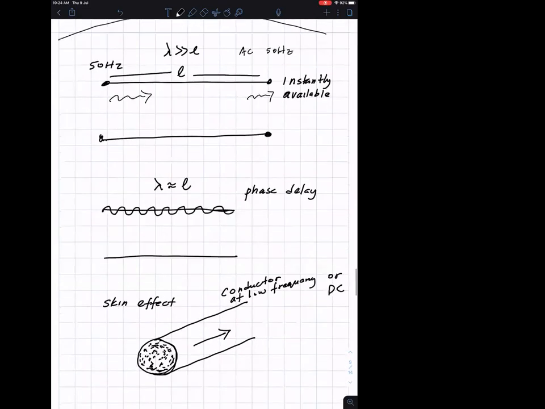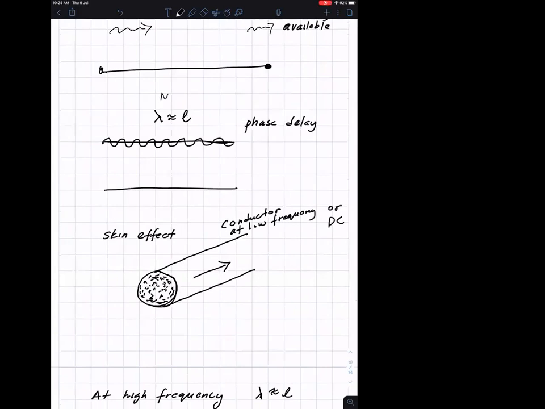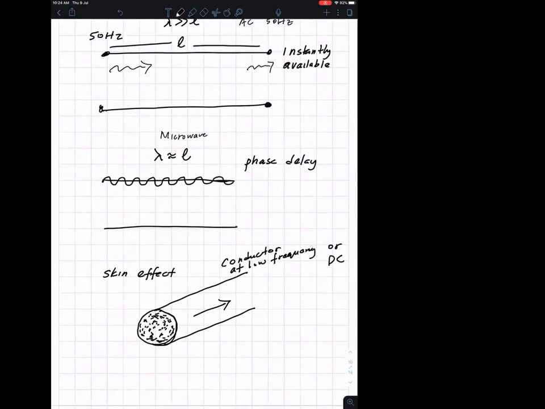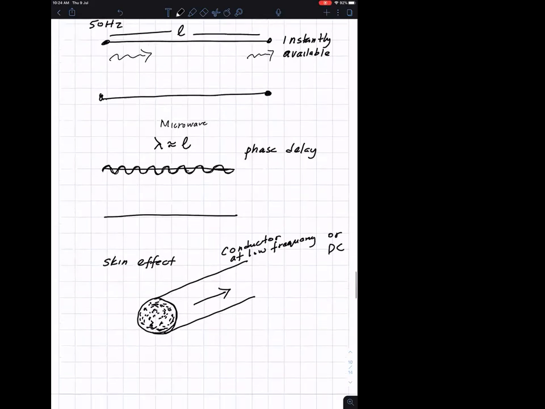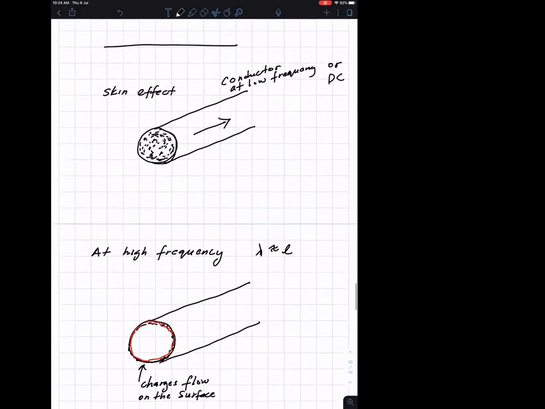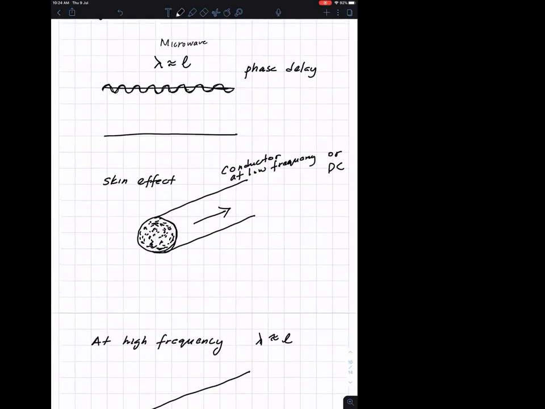But now, at microwave, the wavelength is comparable to the length of the circuit. So this is the length of the circuit. Now you can see the wavelength is much smaller. Let's say it's smaller than the length of the circuit, then you're going to have a phase delay. This phase delay can cause problems: signals arriving late, reflection, and all these.